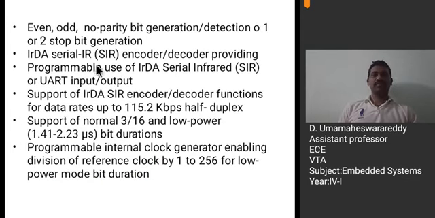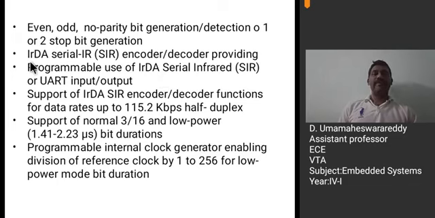Next, it also has even and odd parity checking ability and no parity, and the detection of 1 or 2 stop bit generations. The stop bits may be 1 or 2 bits. And it also has an IRDA serial encoder or decoder, which provides a programmable use of IRDA serial infrared.